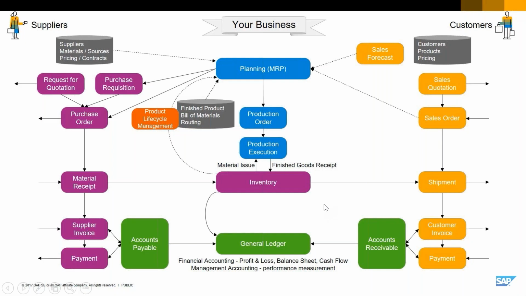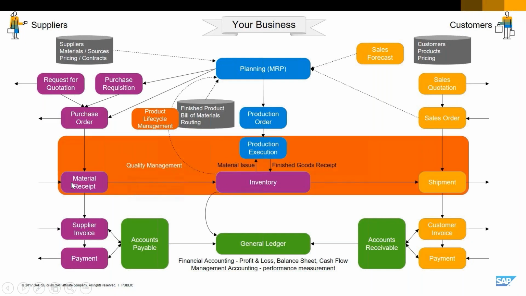So in between, additionally, what you have: in the material receipt, once you receive the material, you send it into the inventory area. Here the quality management comes into the picture.